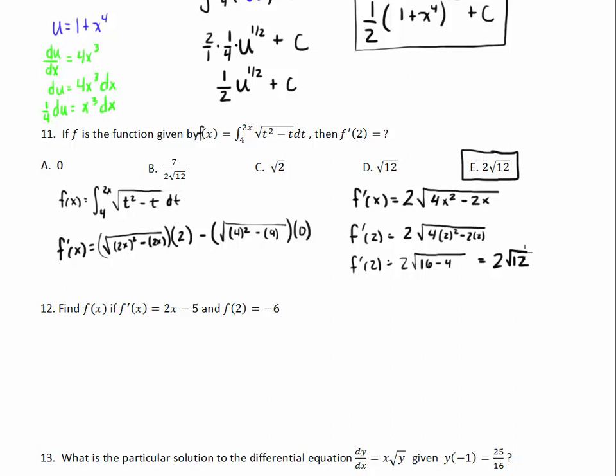Now you could simplify this radical more, but that's not part of the stuff we're trying to learn. But if this was an actual AP test, they probably would have 4 square roots of 3 instead of 2 square roots of 12, but that's okay.